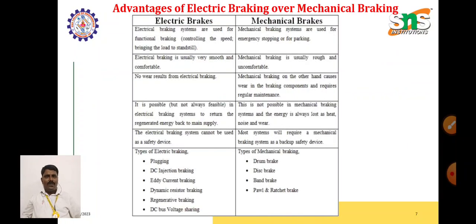Okay. So what is the advantage and disadvantage of electrical braking over mechanical braking? The first one: with the help of electrical braking, we can control the speed of the motor and also bring the motor to a standstill condition. But mechanical braking is used for emergency purposes, to stop.